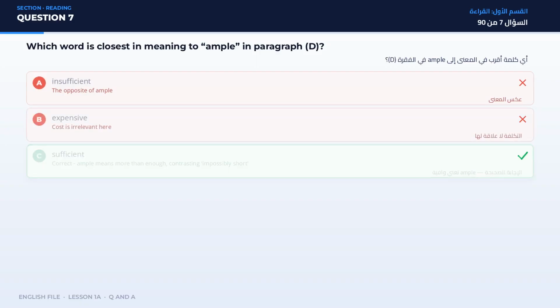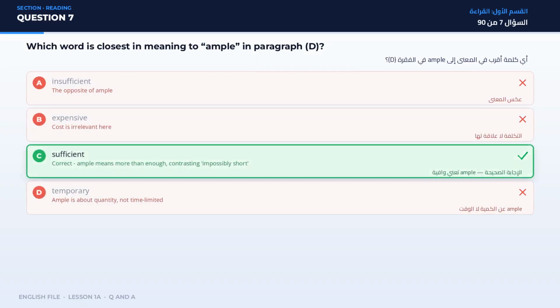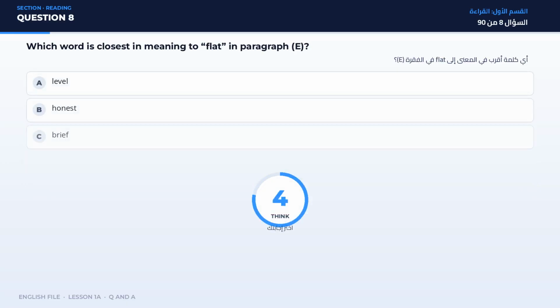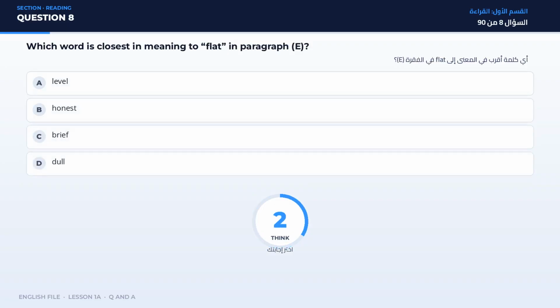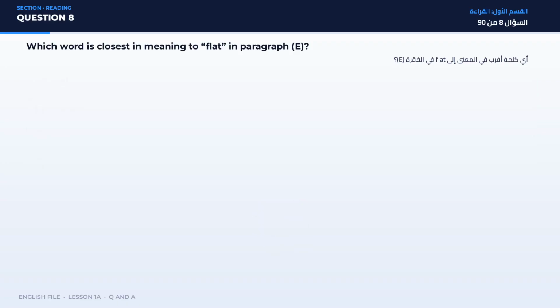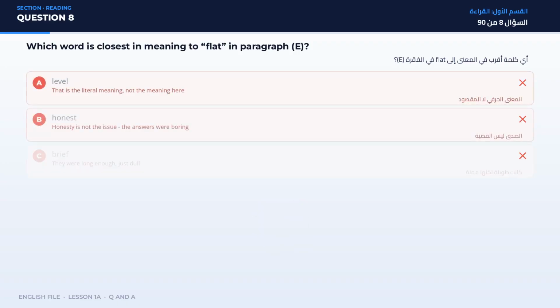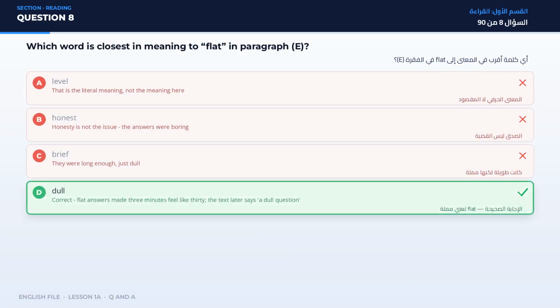Sufficient. Ample means more than enough, contrasting impossibly short. Not A, the opposite of ample. B, cost is irrelevant here. D, ample is about quantity, not time. The answer is D, dull. Flat answers made 3 minutes feel like 30, and the text later says a dull question. Not A, that is the literal meaning, not the meaning here. B, honesty is not the issue. The answers were boring. C, they were long enough, just dull.